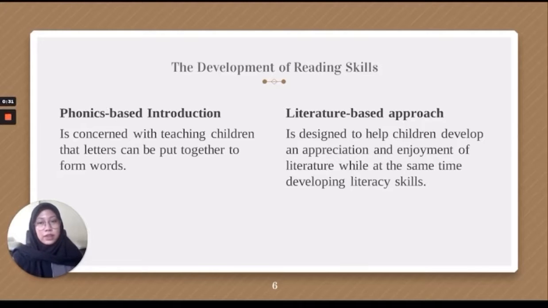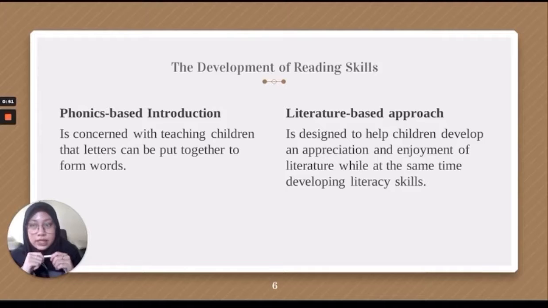My name is Tagna, and I will explain about the development of reading skills. The development of reading skills are divided into two. The first one is phonics-based introduction, and the second one is literature-based approach.